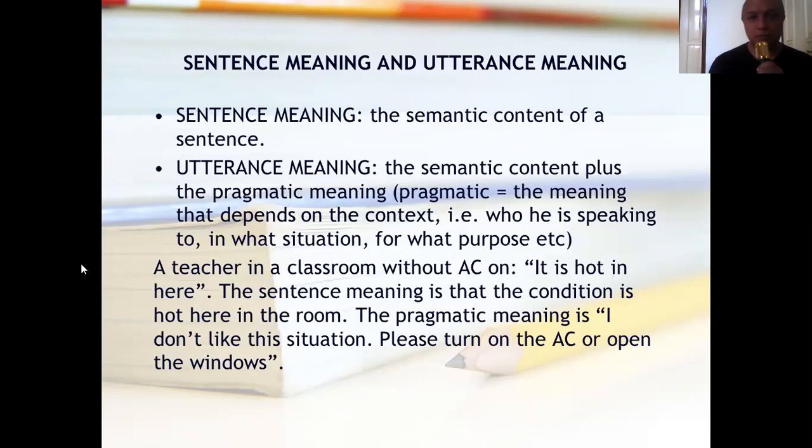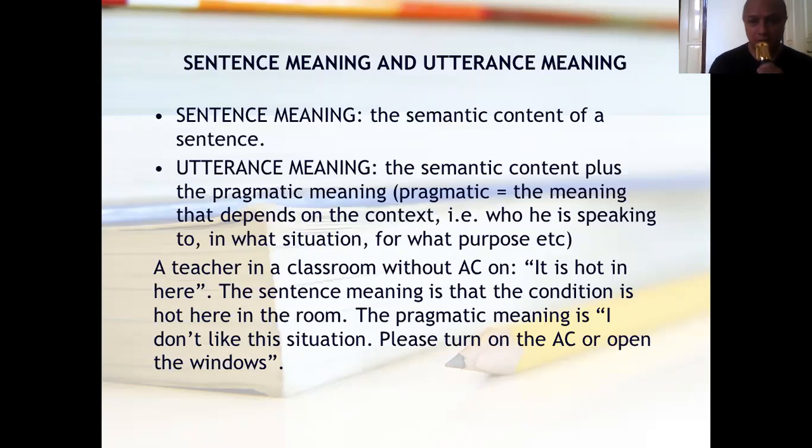So let's take an example: a teacher in a classroom without the air conditioner on. So the air conditioner is probably broken or is off. He says, it is hot in here. Now the sentence meaning of this is that the condition is hot in the room. It's as simple as that. It is hot in here means that the condition is hot in this classroom. That's it. Sentence meaning, right?